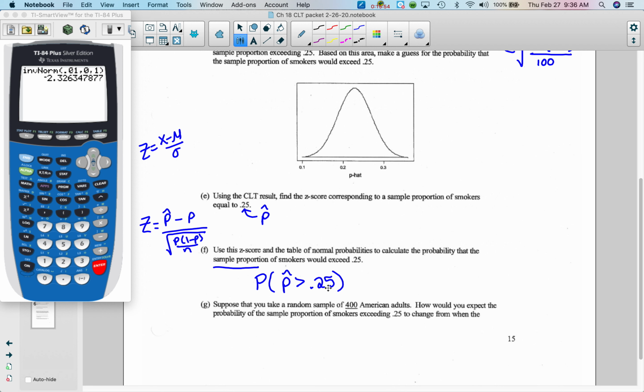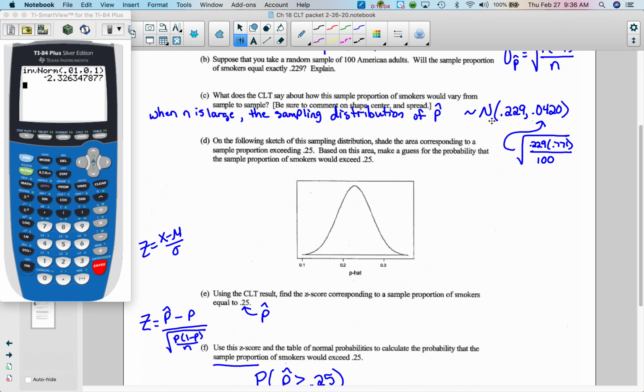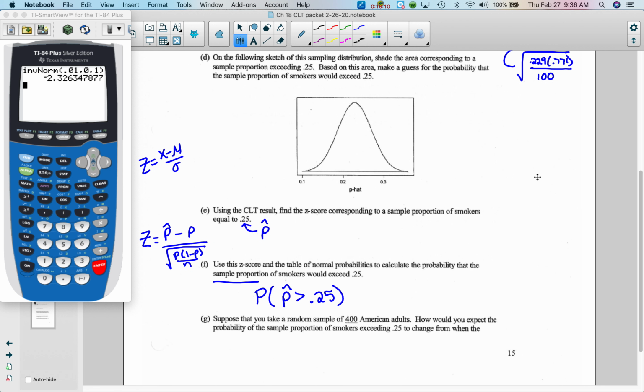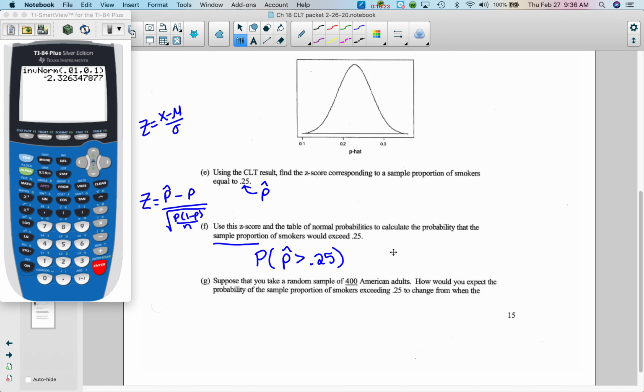You can actually build your normal model with these values right here, except this was with n equal to 100, remember? And here, are we still dealing with that same one? I guess we are, still 100. So you're going to use this normal model. You can draw a picture to support your work, 3 standard deviations each direction. Find the region that's greater than 0.25 and shade that, and then use a normal calculation on your calculator. That's fine to do as long as you support it with some work.